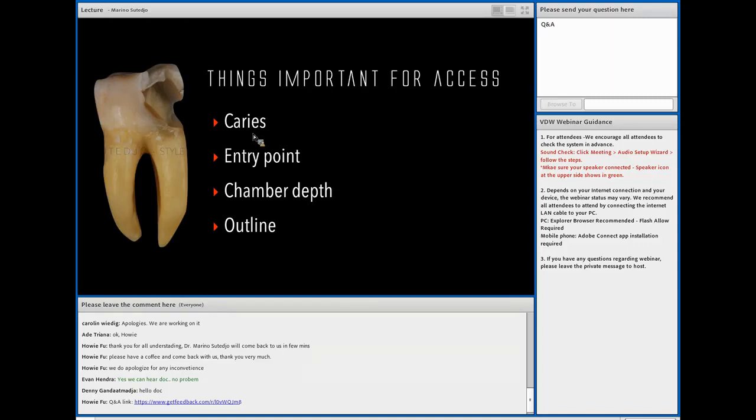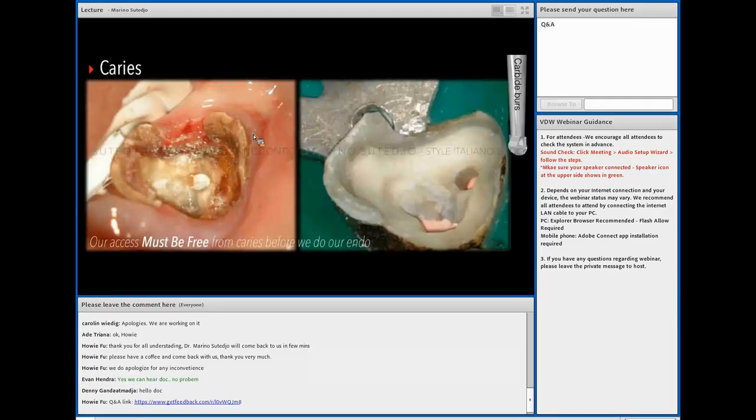And if we're still talking about the access cavity, there are some important messages that I would like to share with you. There are four important things that we need to underline if we want to create our access cavity. First is, how about the caries? Second, where is the entry point we should start? Third, the chamber depth is usually a problem. And last but not least, how we can create our outline.